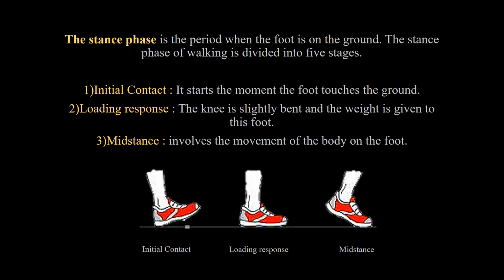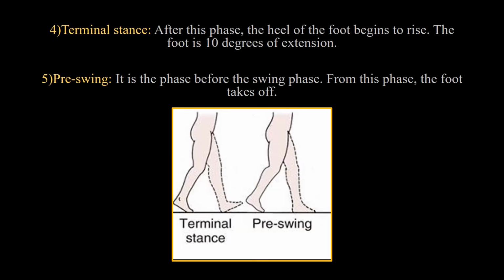The first photo shows the first phase, initial contact. As you can see, the heel is in contact with the ground. The second image shows the loading response. It shows that the foot is firmly on the ground. The third one shows the mid-stance phase. It involves the movement of the body over the foot. Let's continue. Fourth is terminal stance. After this phase, the heel of the foot begins to rise. Pre-swing is the fifth image. From this phase, the foot takes off.